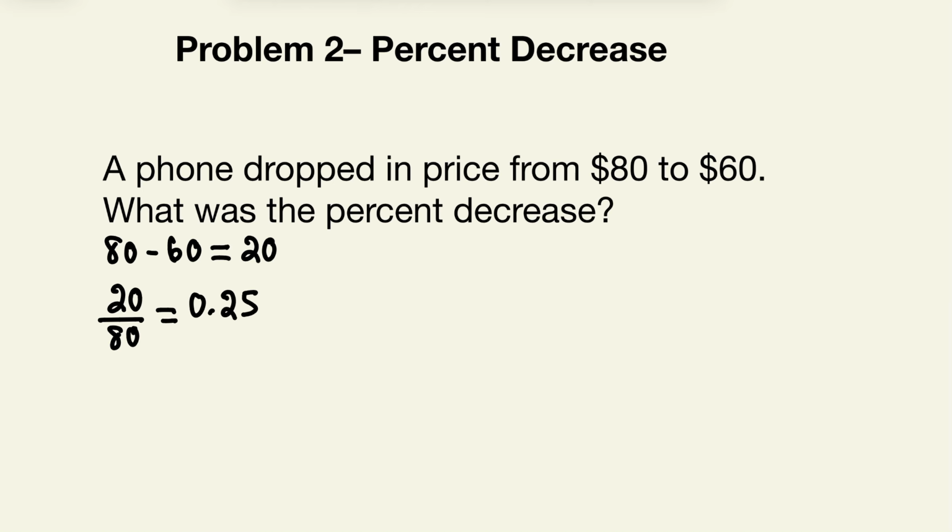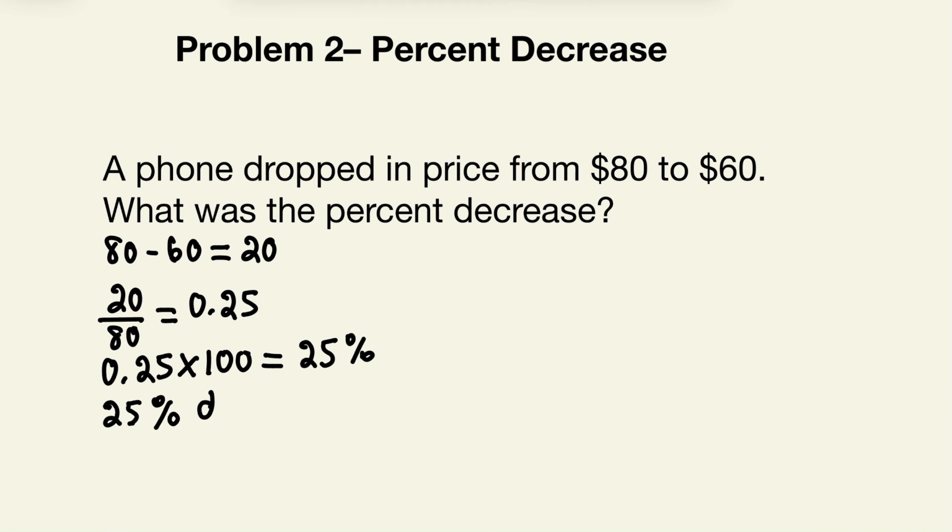What is the third step? What do you do here? Well, we have 0.25. That's a decimal. We need to convert it to a percent. So we do that by multiplying by 100, right? So 0.25 times 100 equals 25%. So to answer the question, what was the percent decrease? There was a 25% decrease. And that is the final answer.